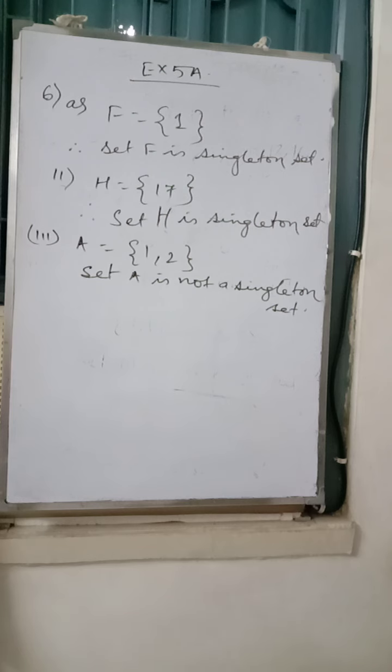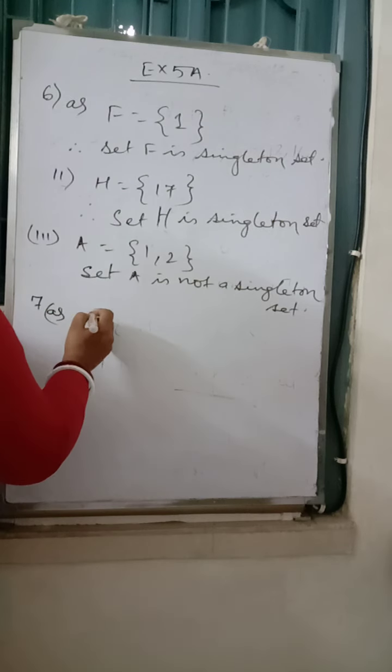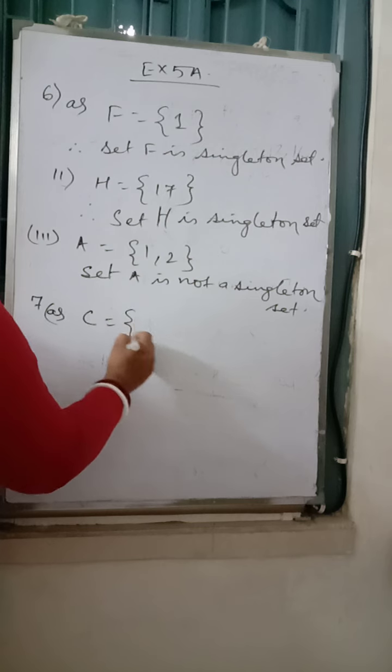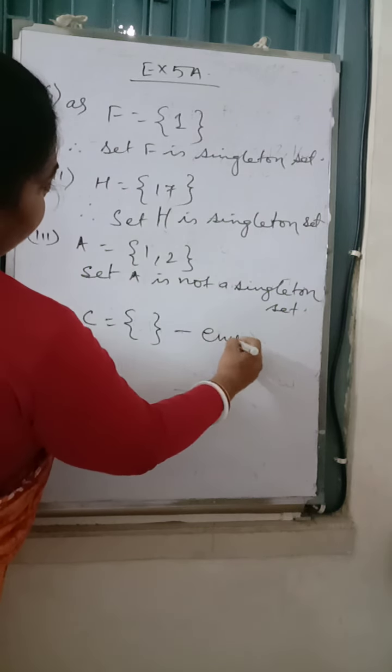Now question number 7, it says which of the sets are empty sets. Now again it is given in set builder form. You have to write it in roster form, then only you can say whether it is empty or not. 7a, you can see, is given the set of even numbers between 4 and 6. There is no even number between 4 and 6. So this is an empty set.